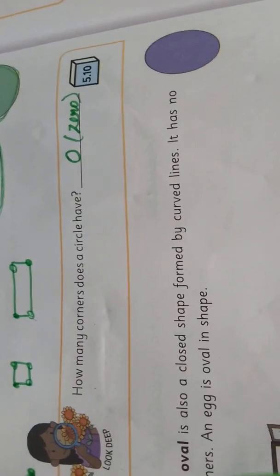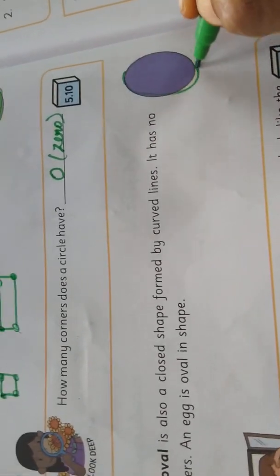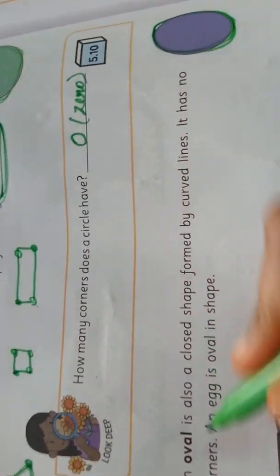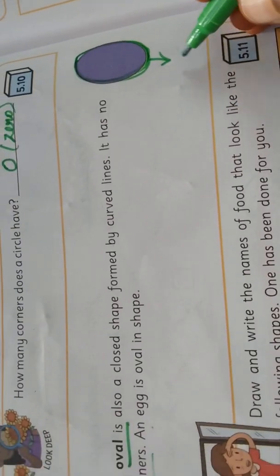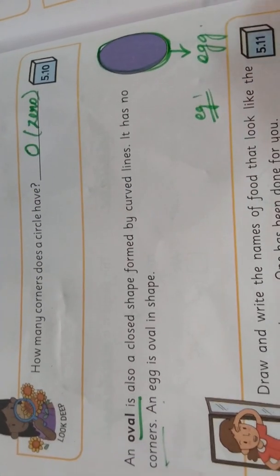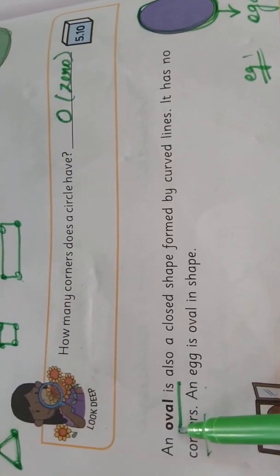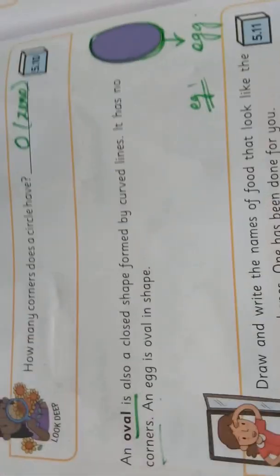Okay. An oval is also a closed shape formed by curved lines. See, this is an oval shape. It also uses only curved lines. It is a closed shape. It has no corners. An egg is oval in shape. What is the example we are saying for oval shape? Egg. The example we are saying for oval shape is egg. Say the spelling for oval. O-V-A-L. Oval.